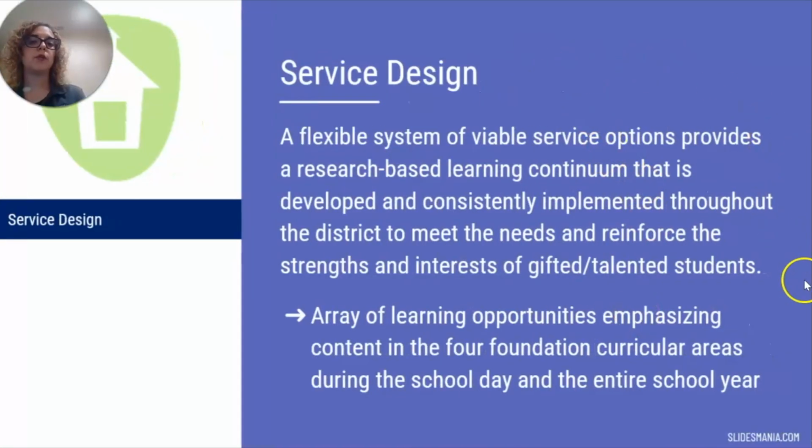We have the service design, and this is a flexible system of viable service options that provides a research-based learning continuum that is developed and consistently implemented throughout the district to meet the needs and reinforce the strengths and interests of our gifted and talented students. This is done in our school district with an array of learning opportunities, emphasizing content in the 4 foundation curricular areas during the school day and the entire school year.